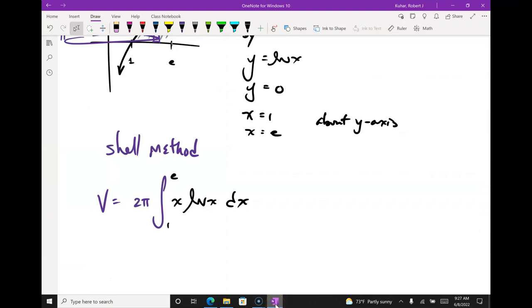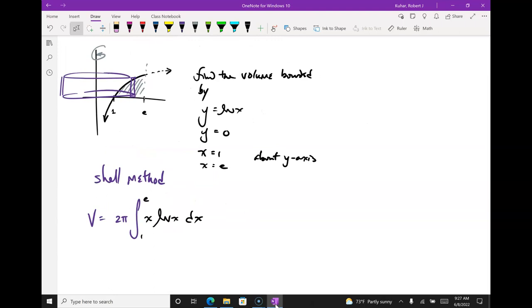From x to y? Yes. In this particular one, I drew my rectangle parallel to my axis, and I want to look at the narrow part of the rectangle. That narrow part of the rectangle is on the x-axis, so it's a dx, which means my bounds have to be on the x-axis as well. Yes, if I did the other one, I would have to switch to y.